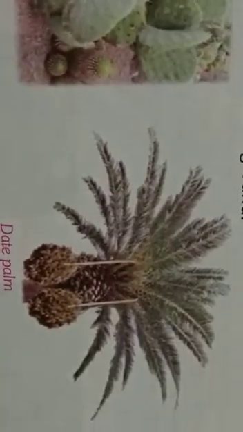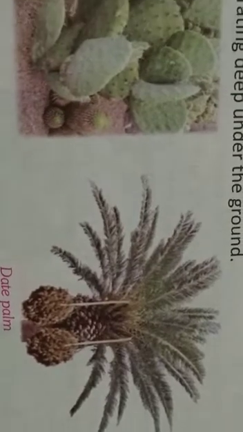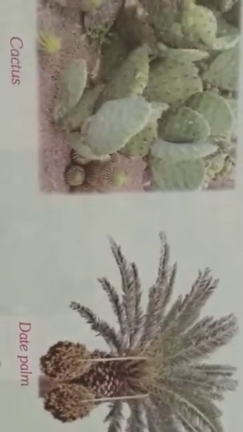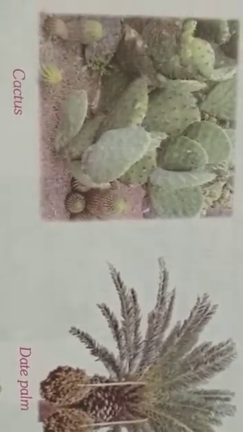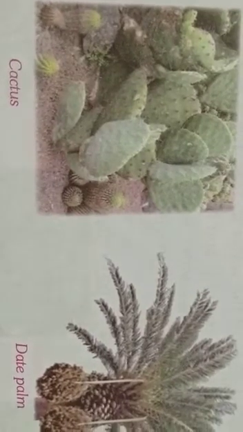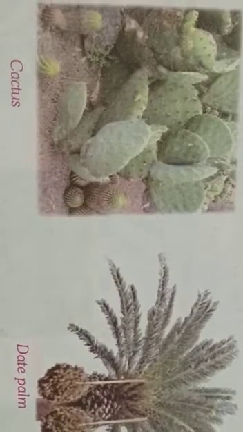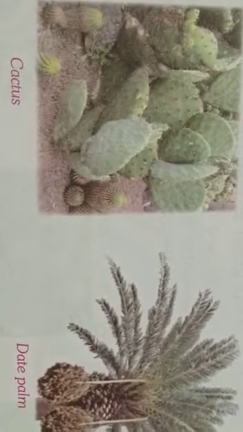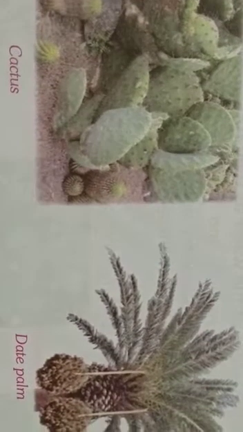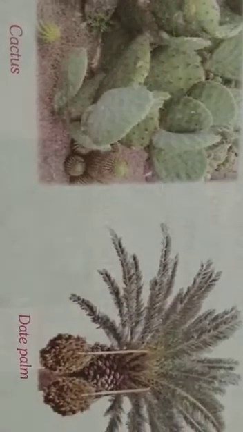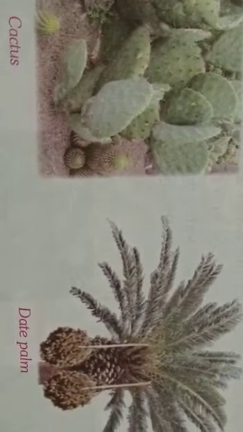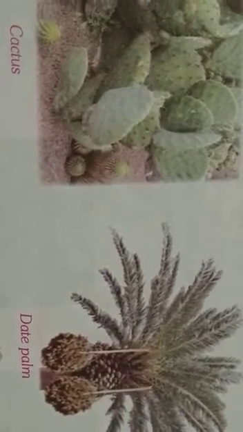The process of photosynthesis in plants like cactus takes place in the stem because chlorophyll is present in the stem. As you all know, chlorophyll is present in leaves, but in desert plants, the chlorophyll is present in the stem. The fleshy stems store food and water which is used by the plant to survive in the desert.